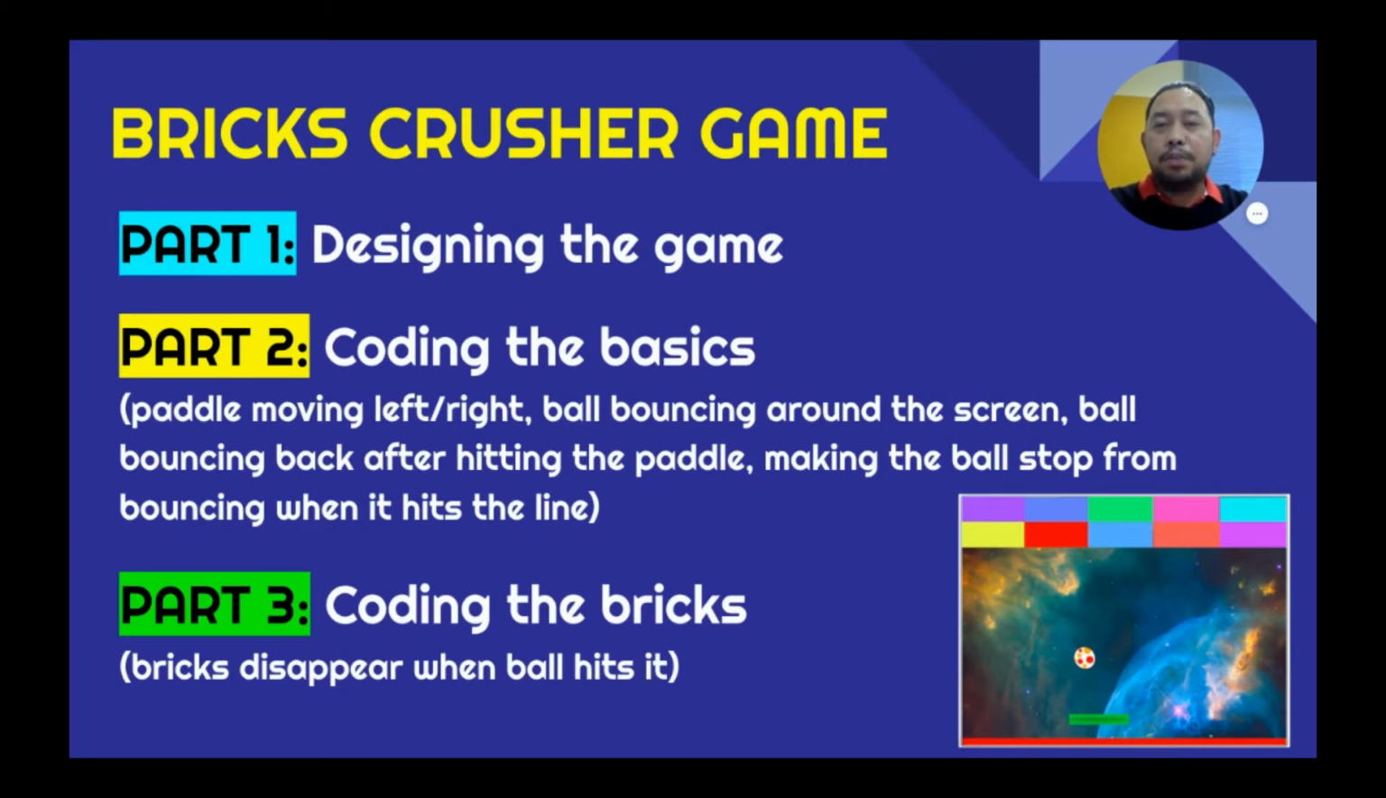This is where we're going to put the blocks for the ball to bounce around the screen, the blocks for the paddle to move left and right, and the blocks for the ball to stop from bouncing when it hits the line at the bottom part of our user interface. For the third part, we'll be doing the coding for the bricks. This part will put the blocks for the bricks to disappear the moment the ball hits it.